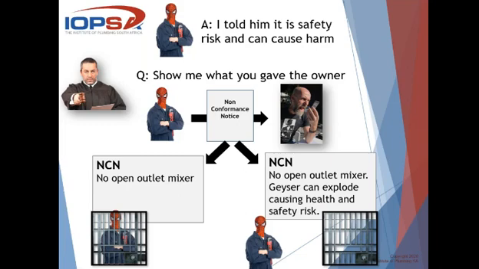So the one option, if your non-conformance notice just said no open outlet mixer, it's debatable whether that will be good enough, because remember the law said you can't mislead the homeowner. It's easy enough to say, you know what, I was misled. I knew that wasn't that mixer, but I didn't know the implication. If your non-conformance notice were explicit, say no open outlet mixer, geyser can explode, causing health and safety risks, then you really know that you are safe.